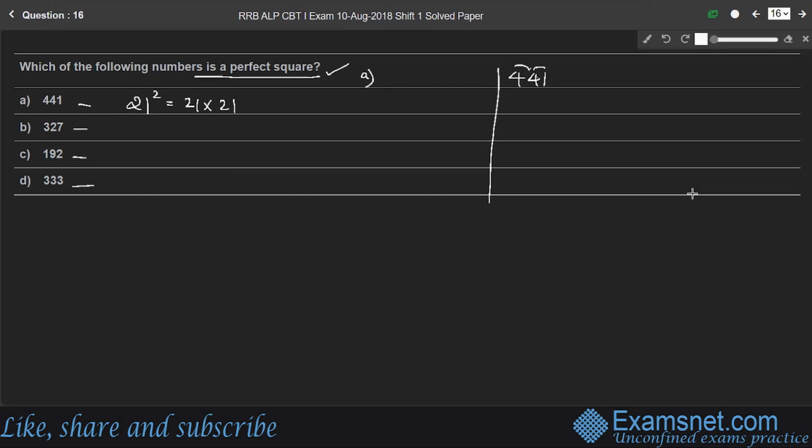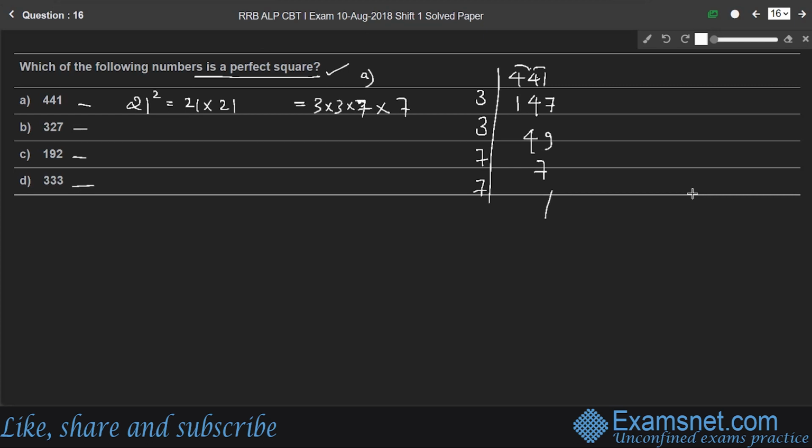So 4 plus 4, 8 plus 1 is 9. 9 is divisible by 3, right? Therefore, the whole number is divisible by 3. So 3 into 1 is 3. 1 is the remainder. Then 3 into 4, 12. 3 into 7, right? So again, this number is divisible by 3, right? So 3 into 4, 12. 3 into 9. Then 7 into 7 is 49, 7 into 1. Therefore, 441 can be written as 3 into 3 into 7 into 7.